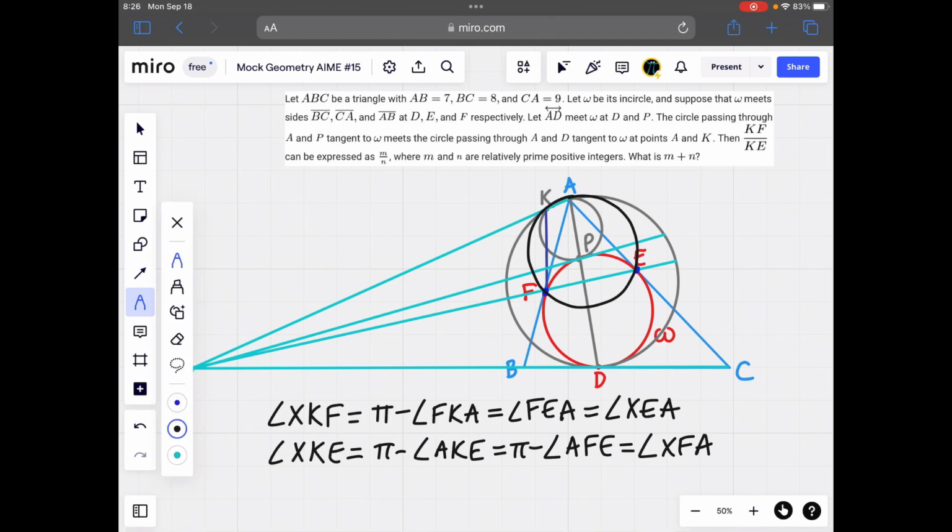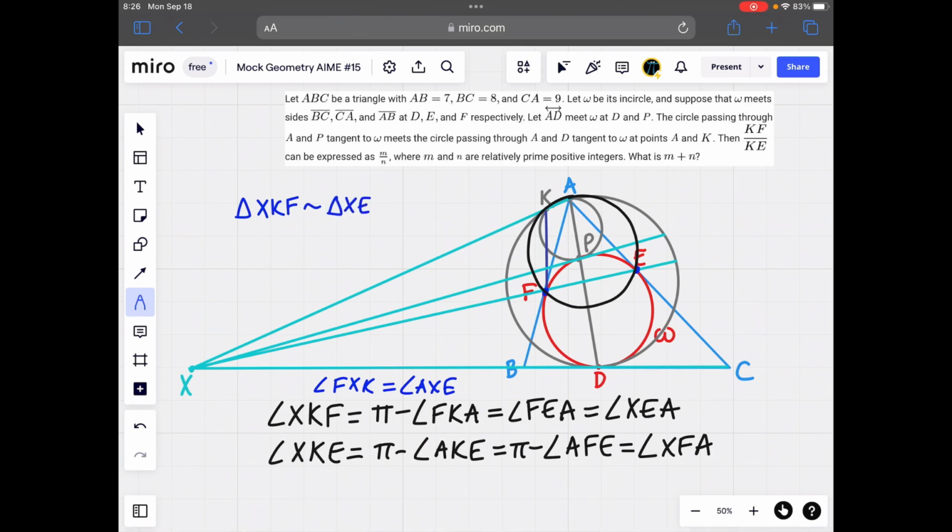So we have that angle XKF is equal to angle XEA, but also angle FXK is equal to angle AXE. So the two triangles XKF and XEA are similar. We can write that down. Triangle XKF is similar to triangle XEA.